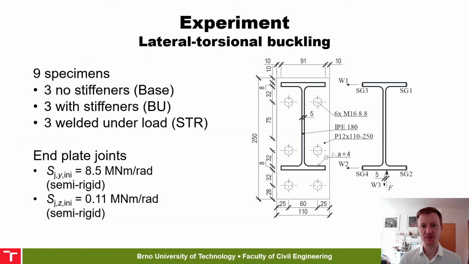We had 9 specimens, 3 without stiffeners, base, 3 with stiffeners welded prior to the test, built up, and 3 with stiffeners welded under load at about 50% of load resistance, strengthened. The end plate joints were designed as semirigid around both axes. The load was introduced with an intended eccentricity of 5 mm.